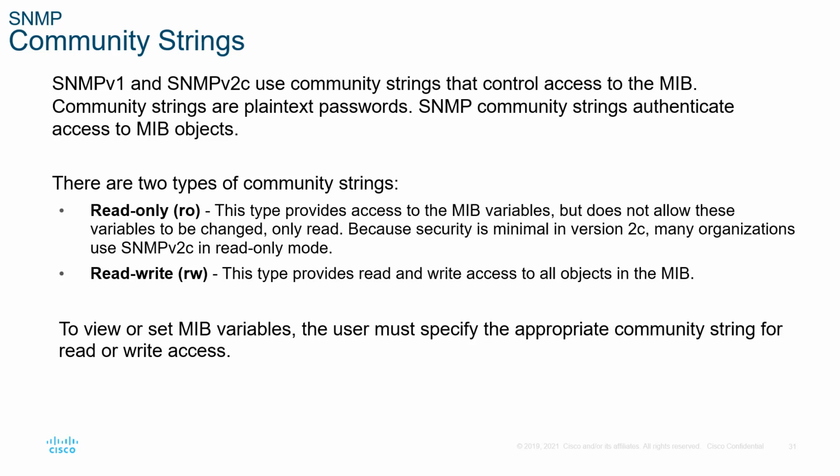So essentially, there are two types of ways for this to happen. When the community string is configured, it will have to authenticate access to the object, and then once it authenticates, it has two permissions, read-only and read-write. The read-only basically only allows access to the MIB variables, but doesn't allow for any modification. When you have the read-write option, this will provide the read-write access to the object. So to be able to view or set the variables, the user must specify the appropriate community string for the level of access that is needed.